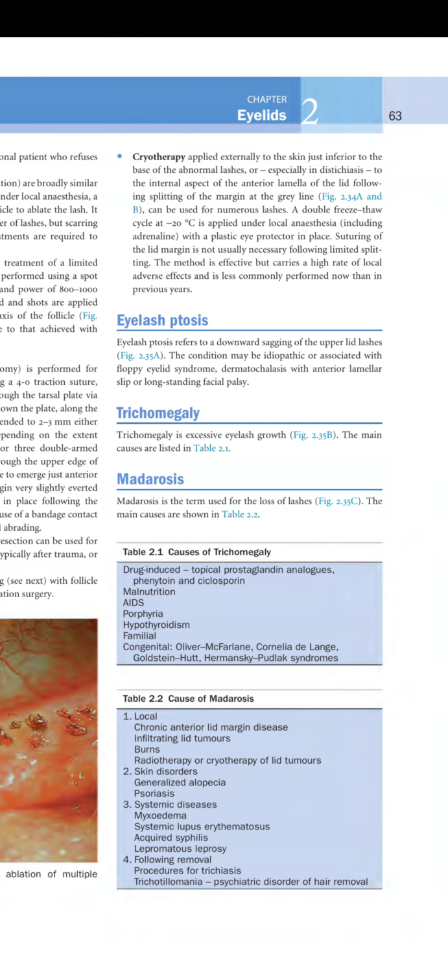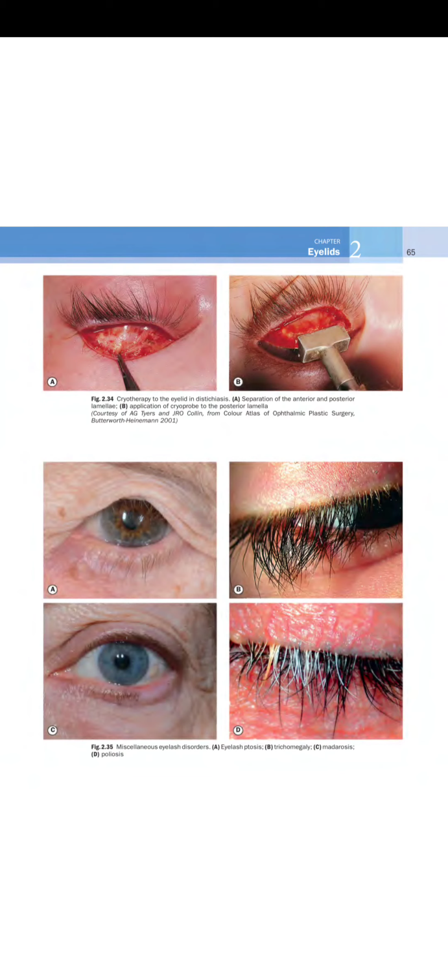Eyelash ptosis. Eyelash ptosis refers to a downward sagging of the upper lid lashes. The condition may be idiopathic or associated with floppy eyelid syndrome, dermatochalasis, and with anterior lamellar slip or long-standing facial palsy. So lash ptosis is basically when there is a downward sagging of the eyelashes, like it's not everted, it's in a downward position. So this is called the eyelash ptosis.